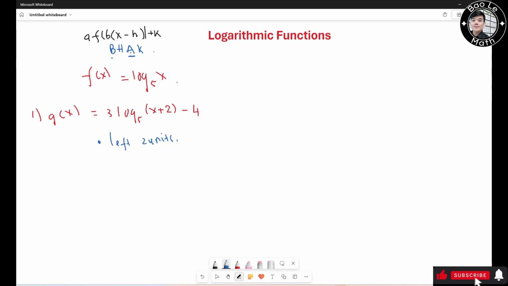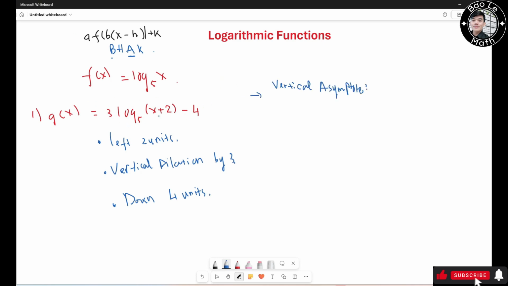Now next one, we talk about the vertical dilation, which means a right here. So it's going to be vertical dilation by a factor of 3. And the last one, we talk about negative 4 right here, which means k. Vertical translation down 4 units. Alright, so how do we find the vertical asymptote of this one? You just let this guy equal to 0, so you have s plus 2 equals 0. You solve for s, so s equals negative 2. So your vertical asymptote is s equals negative 2.